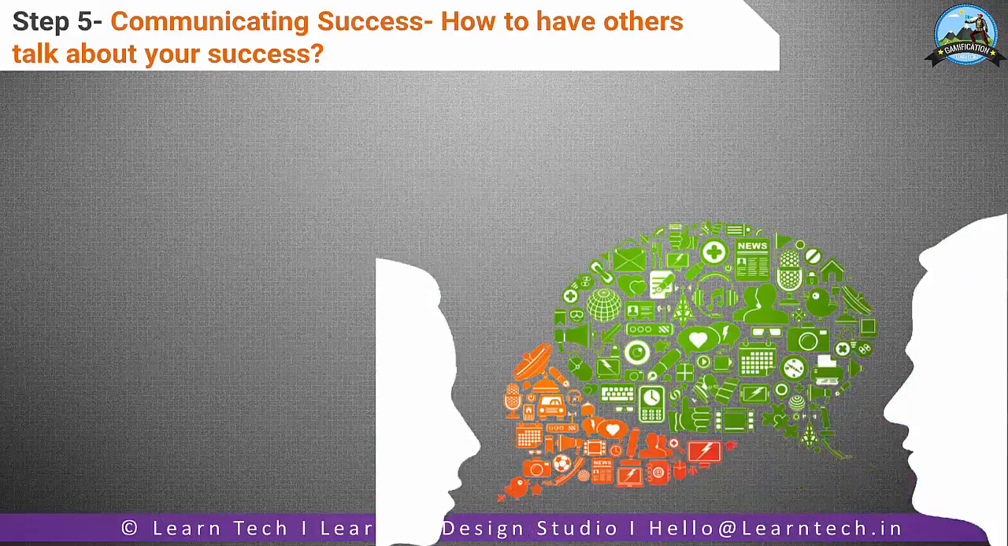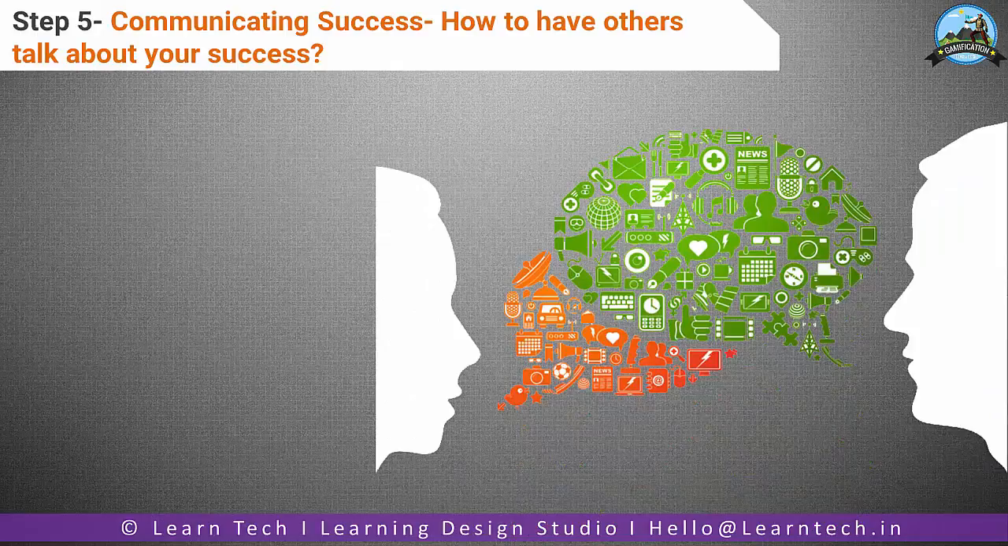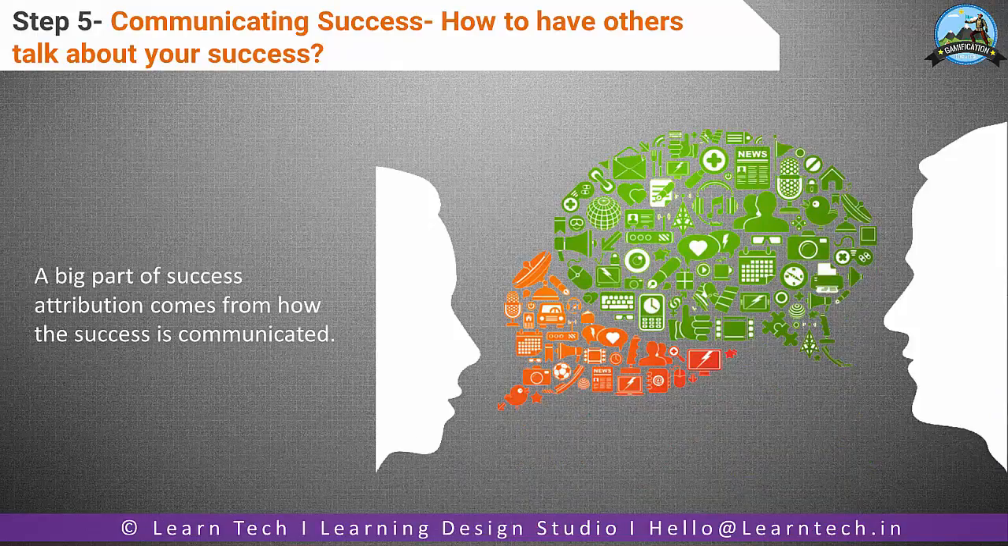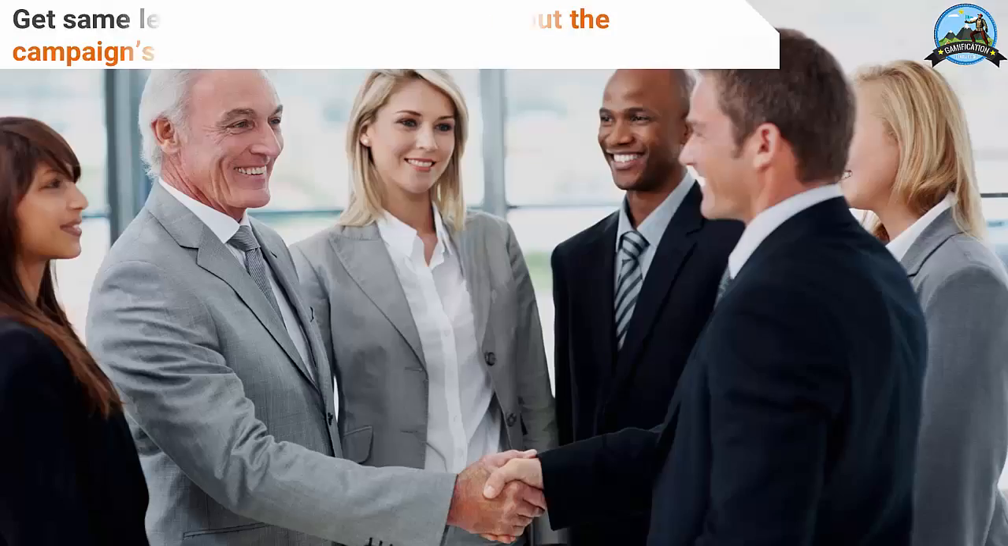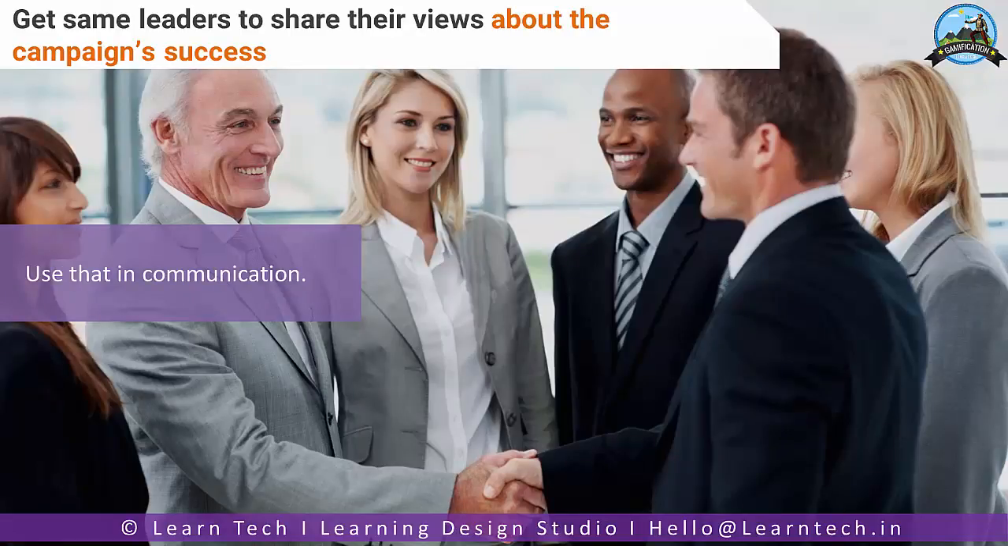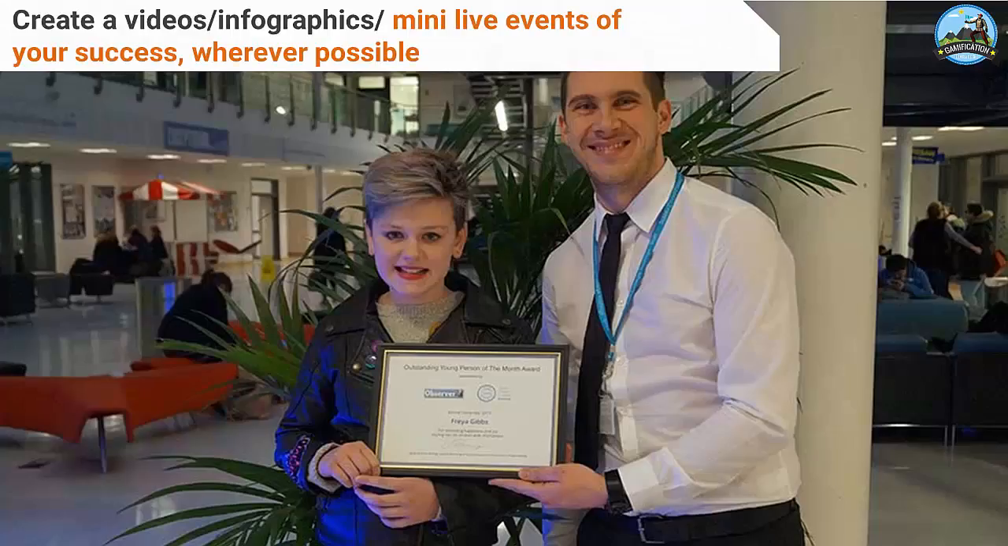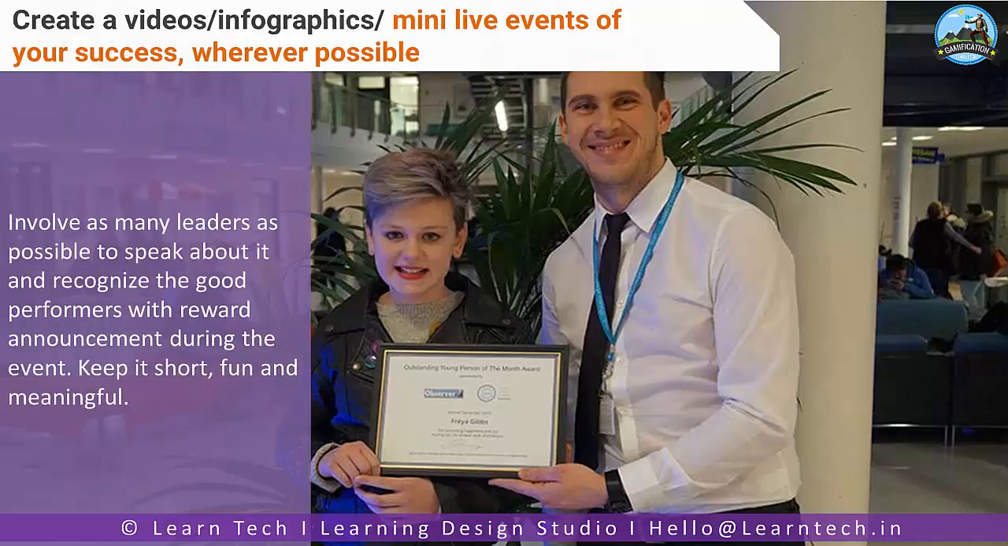Step 5. Communicating success. How to have others talk about your success. A big part of success attribution comes from how the success is communicated. Identify points where this initiative has made a leap over the previous ones. Get team leaders to share their views about the campaign's success. Use that in communication. Create videos, infographics, mini live events of your success wherever possible. Involve as many leaders as possible to speak about it and recognize the good performers with reward announcement during the event. Keep it short, fun, and meaningful.